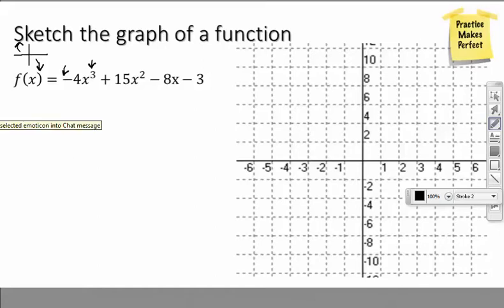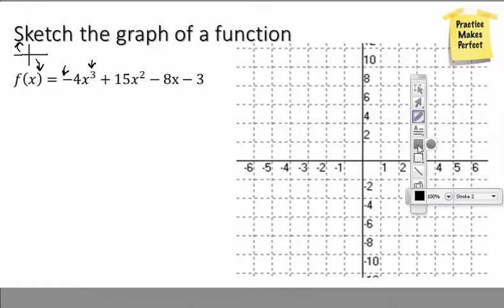And the first thing I'm going to do is find my y-intercepts. Actually, I'm going to come over here and make me some points.